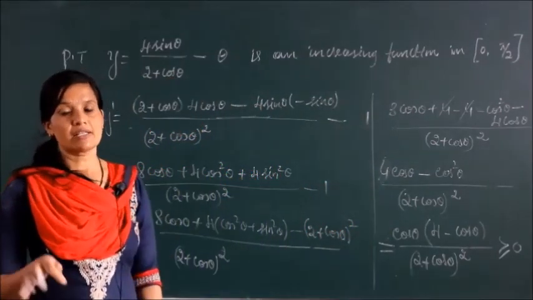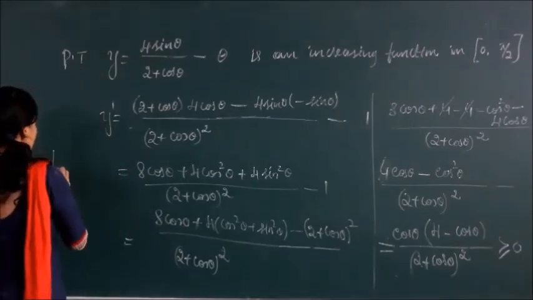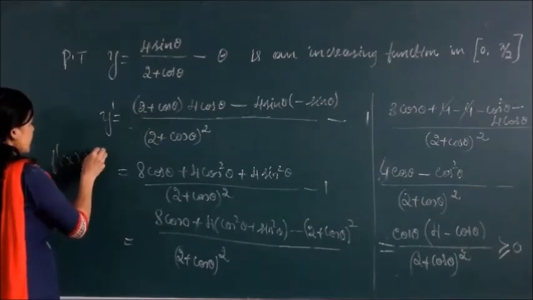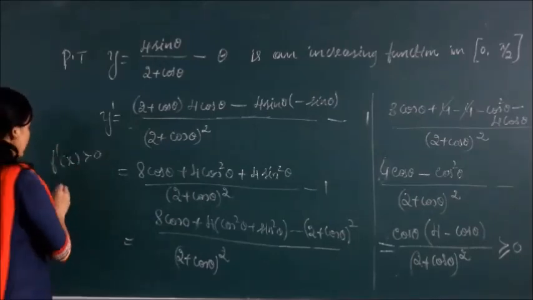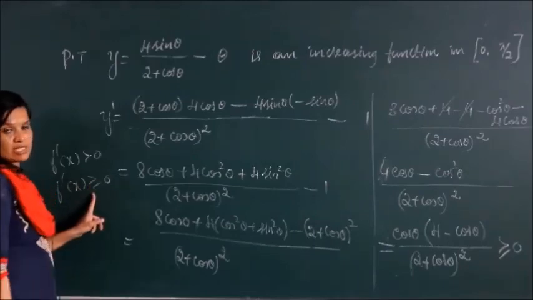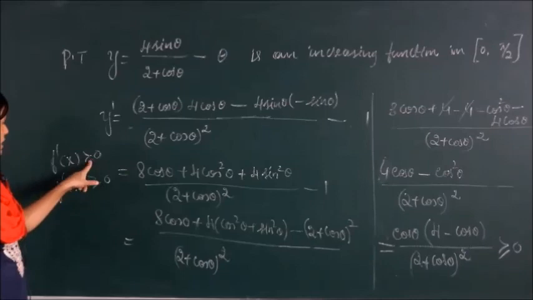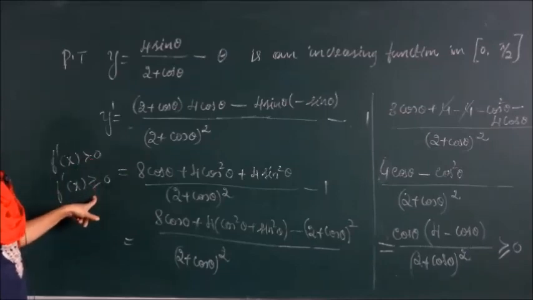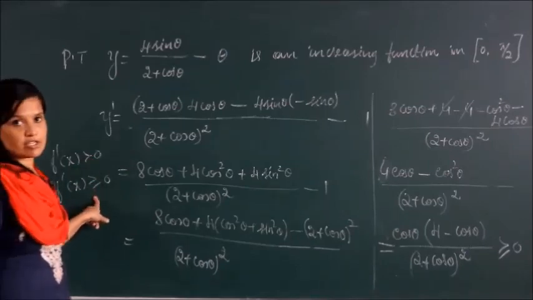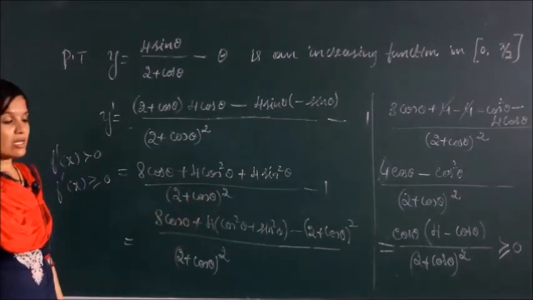Hence I can say that the function is an increasing function. For strictly increasing, f dash of x must be greater than 0. If f dash of x is greater than or equal to 0, then I can say that it is an increasing function. Here it is not strictly increasing, it is an increasing function. So f dash of x is greater than or equal to 0, hence it is an increasing function.